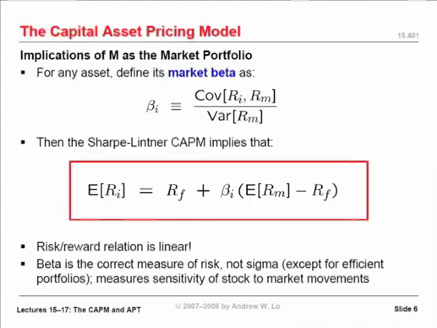Beta, it turns out, is the right measure of risk in the sense that it is the beta that determines what the multiplier is going to be on the market risk premium, which is to be added to your asset's expected rate of return above and beyond the risk-free rate. That's how the cost of capital is determined for your asset.